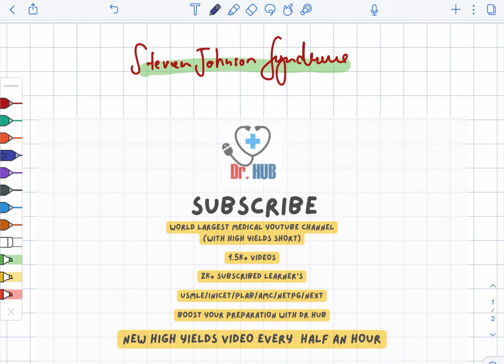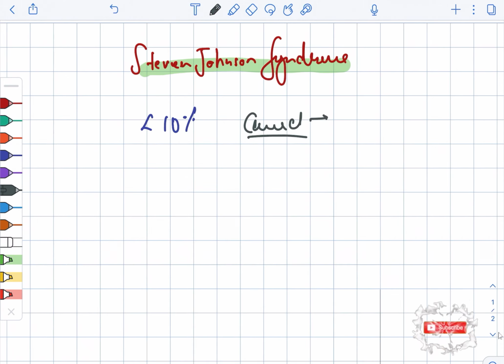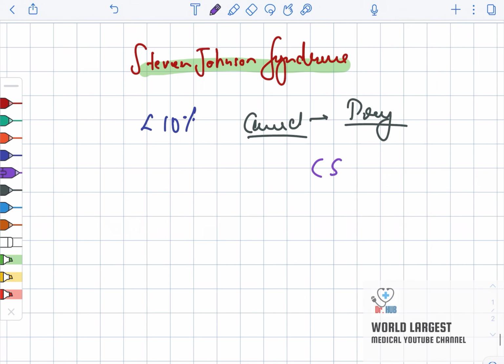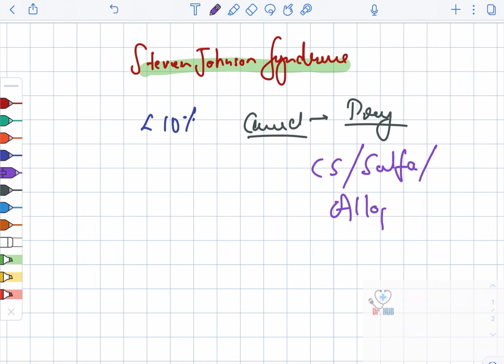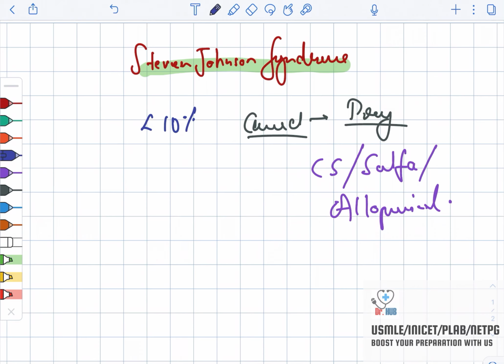Stevens-Johnson syndrome. So here the body surface area which is involved is less than 10%, and looking at the causes, it can basically be drug induced. Drugs that we see are cephalosporins, and next it can also be the sulfur drugs and allopurinol.